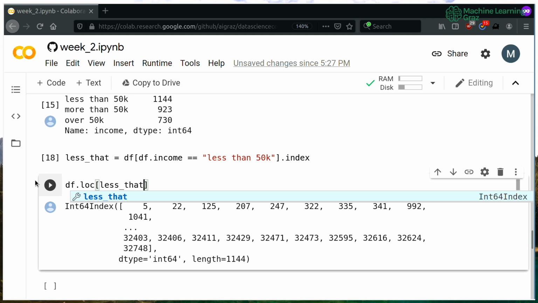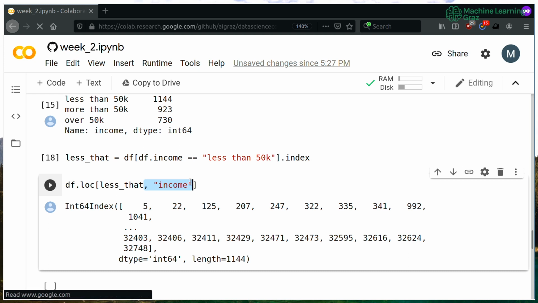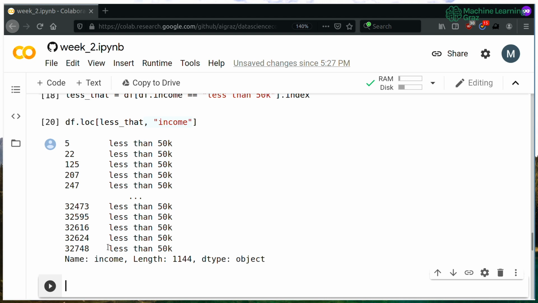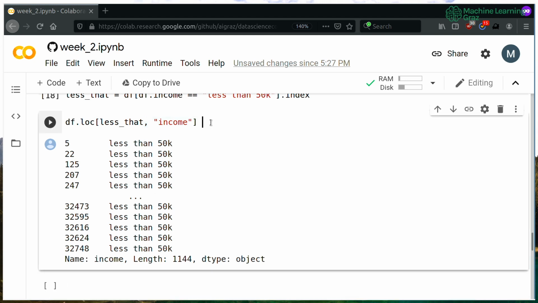So we write it here, and then we write a comma, and here in quotes we write income. Before, this determined what column you want from that row, and in this case we want all the values from that column which has less than 50k, and replace it with another notation. If I run this, you should get less than 50k, less than 50k. And now, if you want to replace that value, you just write equal, and the value you want to replace it with. In our case, we want to write smaller equal 50k.